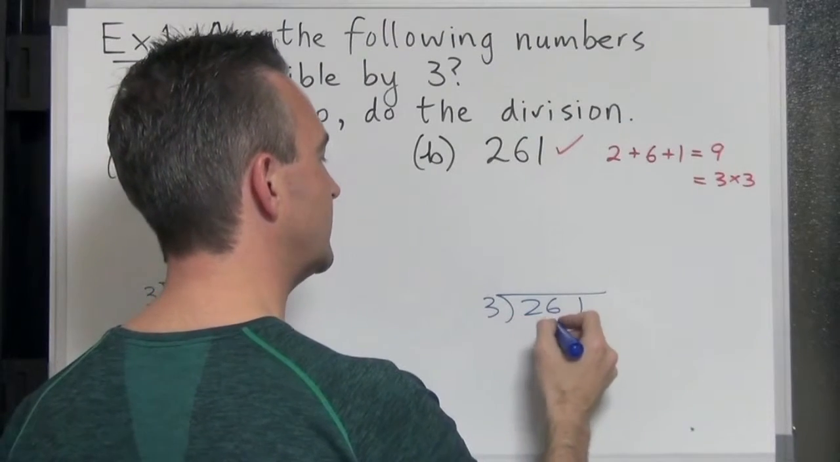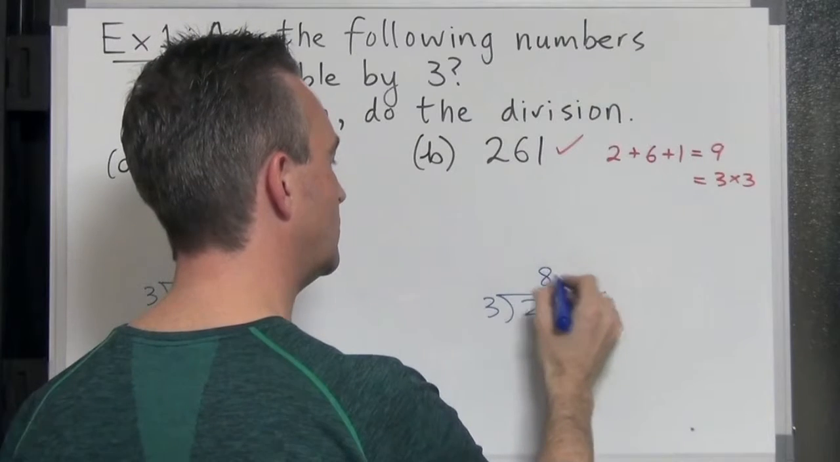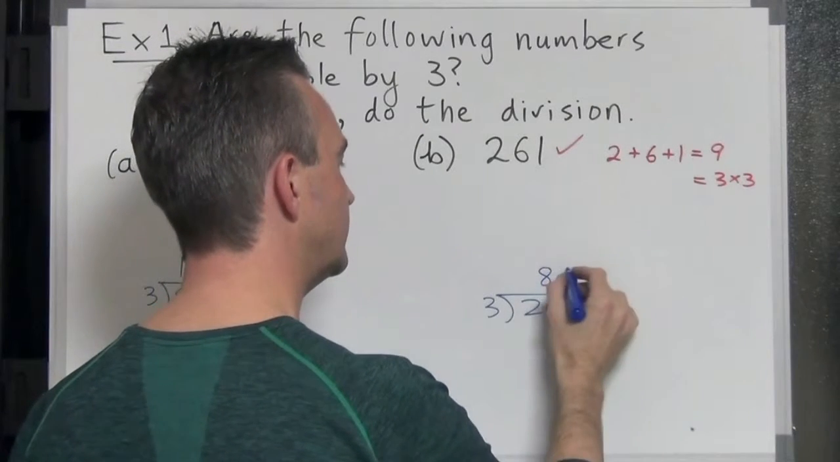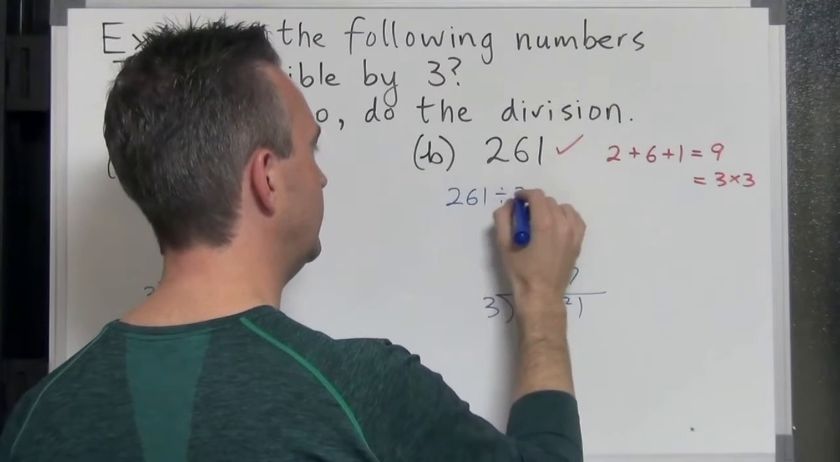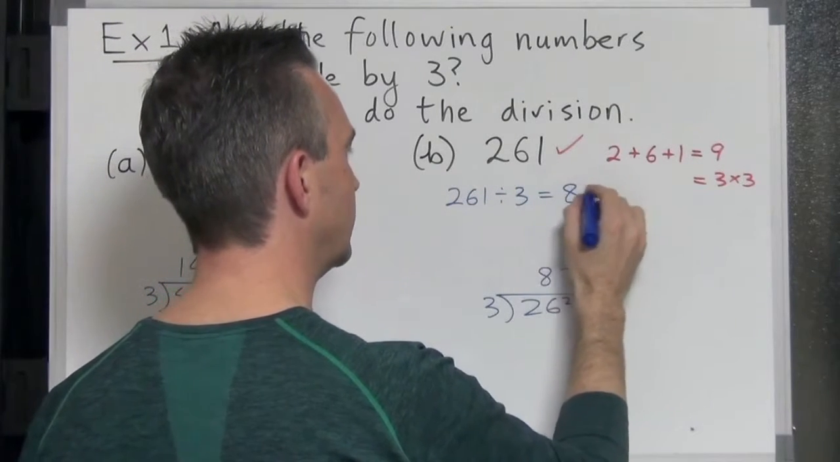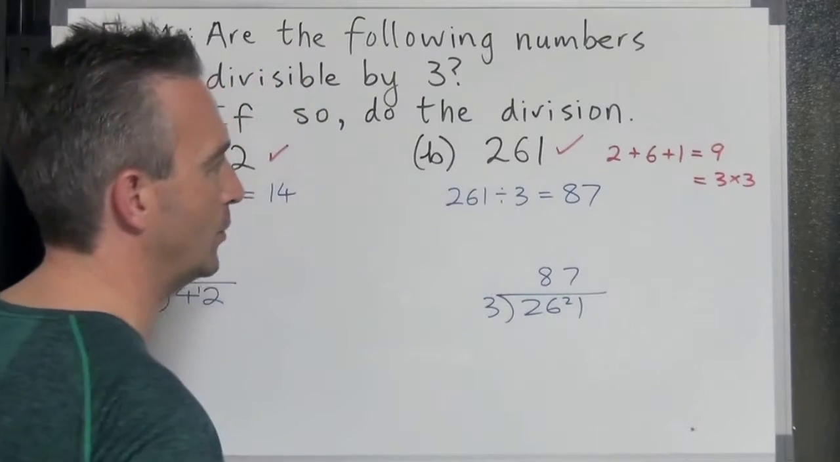3 into 26 goes 3 8s are 24, leaving us 2. 3 7s are 21. So 261 divided by 3, doing the division, is going to leave us with 87 exactly, again with no remainder. But how is this trick going to come in handy?